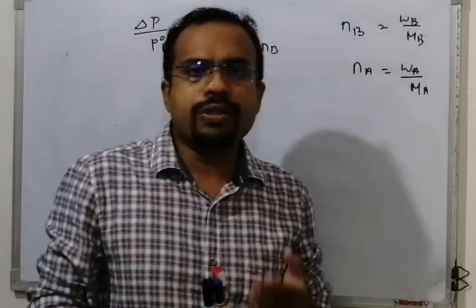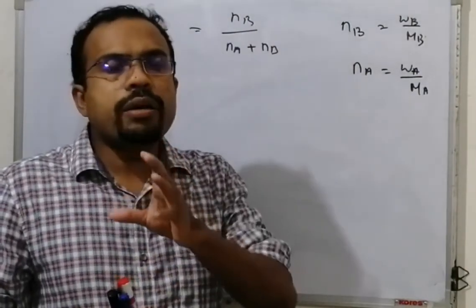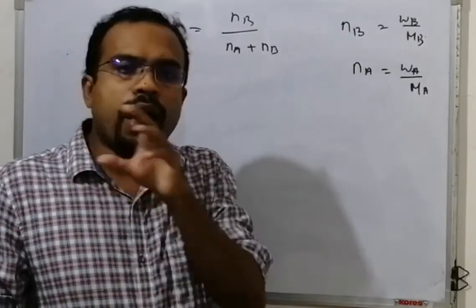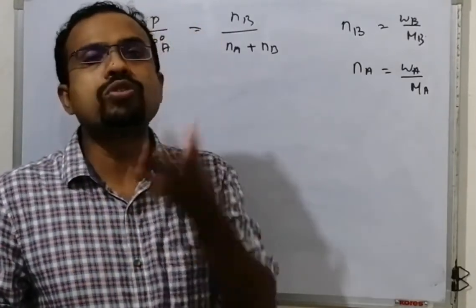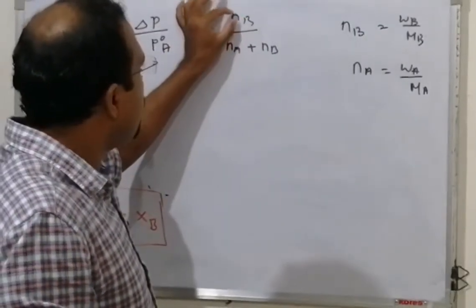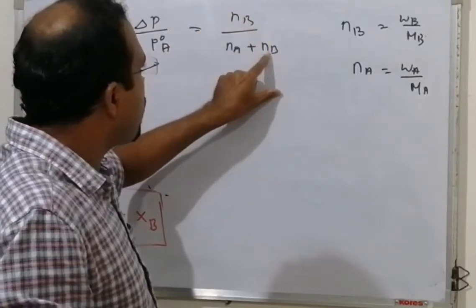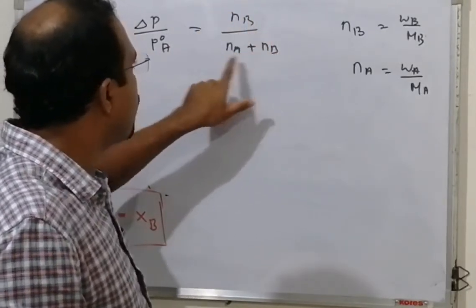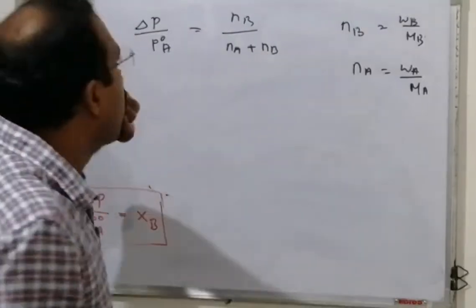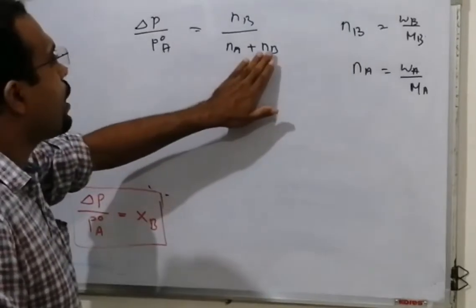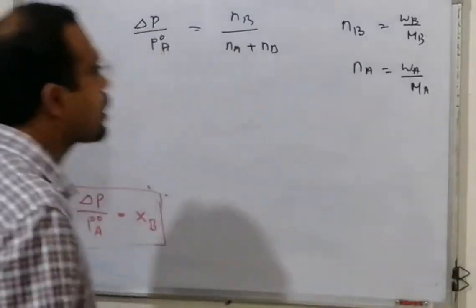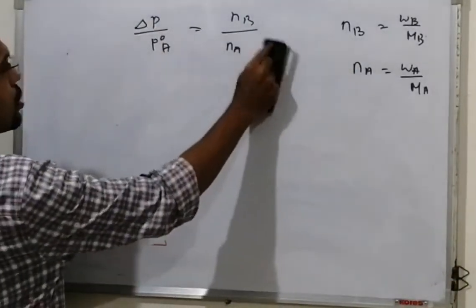Now, we have already stated that colligative properties are shown by ideal solutions or very dilute solutions. A very dilute solution means there is very little solute. Therefore, normally the value of NB is very small. When you compare NB, the number of moles of solute, with the number of moles of solvent, it is very small. Therefore, you can neglect this. That neglect is done for the convenience of solving the numericals.